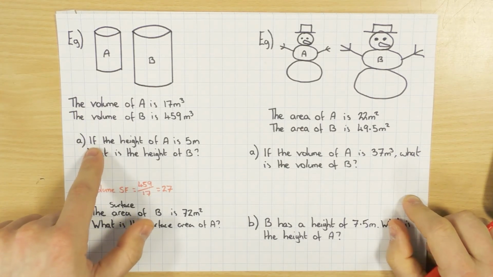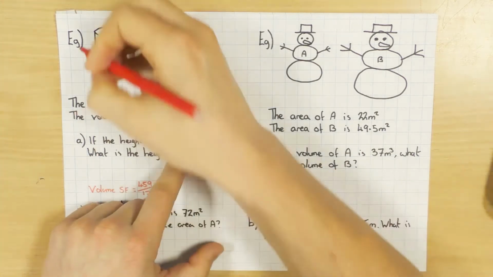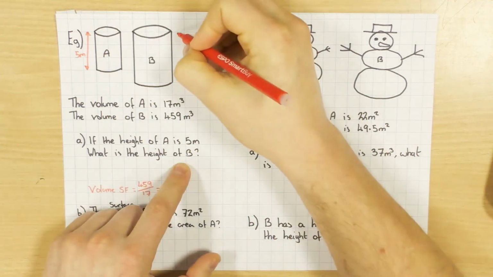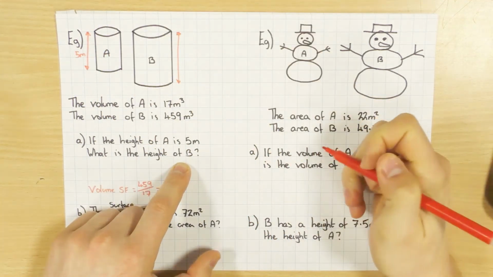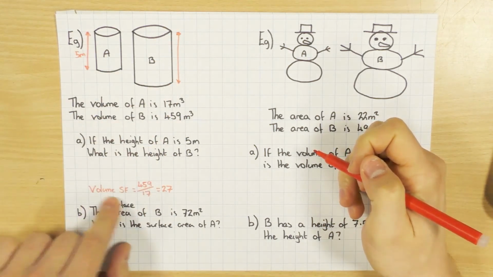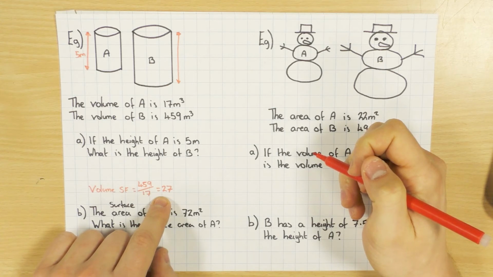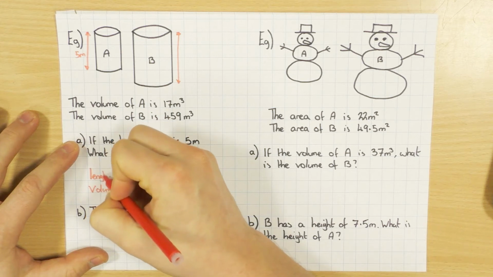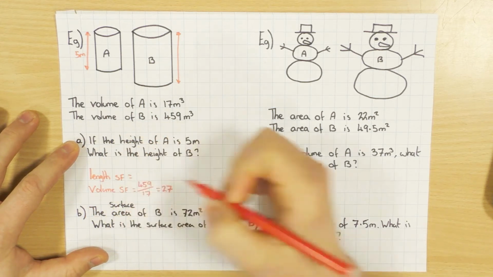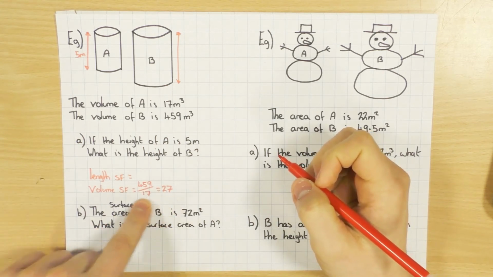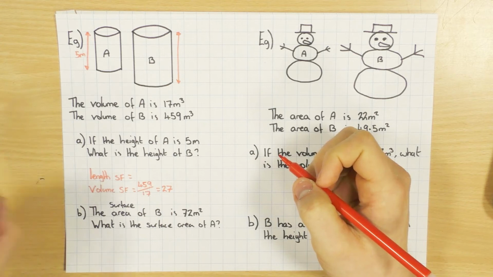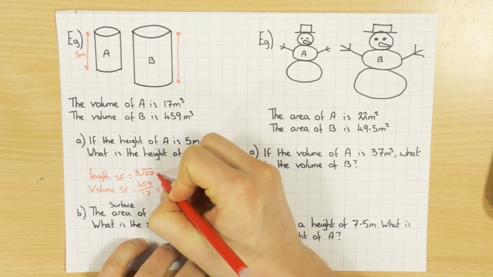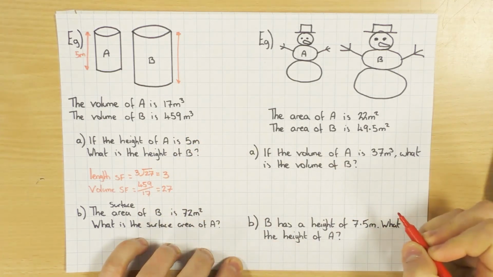Now, the actual question: if the height of A is 5 metres, put that on if you wish, what is the height of B? So this is talking about the lengths. The length of that is 5. What's the length of that? I cannot use the volume scale factor because I'm dealing with lengths. So I need to find what the length scale factor is. You might remember me saying if you've got the volume scale factor, to go back to the length, you do the opposite of cubing, which is to cube root. So I cube root 27, and that gives me the length scale factor of 3.